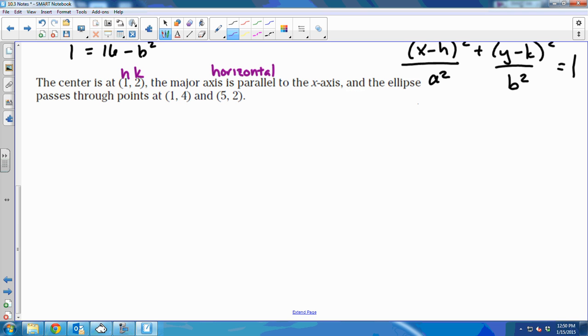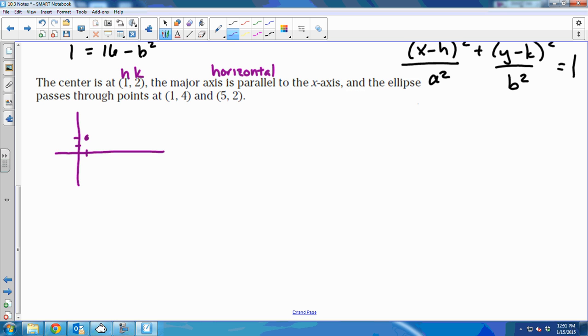And the ellipse passes through the points at 1, 4 and 5, 2. What happens if you doodle a little graph here? These are going to be your vertices, or two of your vertices. So you might need to graph some of this, and that's okay. Just quick sketches, just so you have an idea of what you're dealing with.